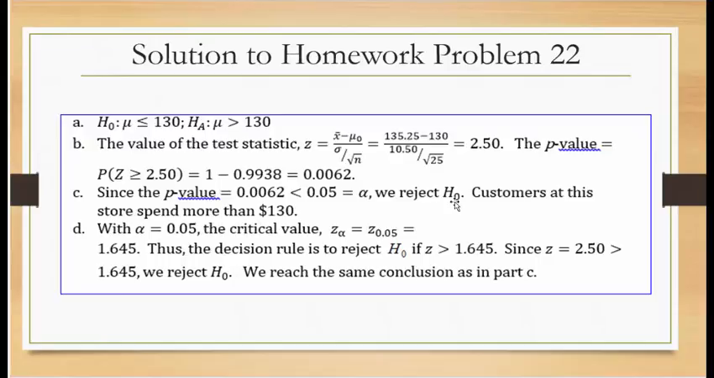So indeed we can reject the null. If we use an alpha of 0.05 and a critical value of 1.645, we know that 2.5 is indeed larger than 1.645, so we again reject the null. And we find the same conclusion as we had found before, that customers at this store do spend more than $130.